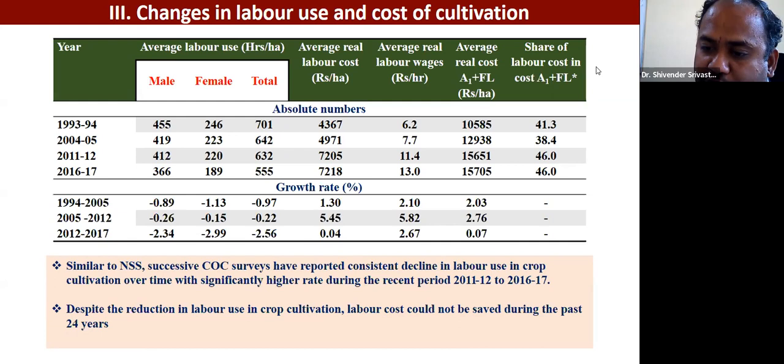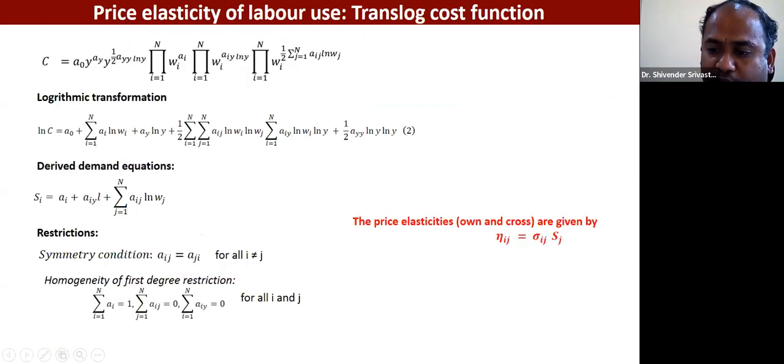So what may be the possible explanation for this? What may be the technical way to explain this phenomenon? Why, despite the decline in the labor use, is the labor cost increasing? One way is that we should see the relative change in the labor use and the price of labor or labor cost. And for that, we can use the concept of price elasticity of labor or demand elasticity of labor.